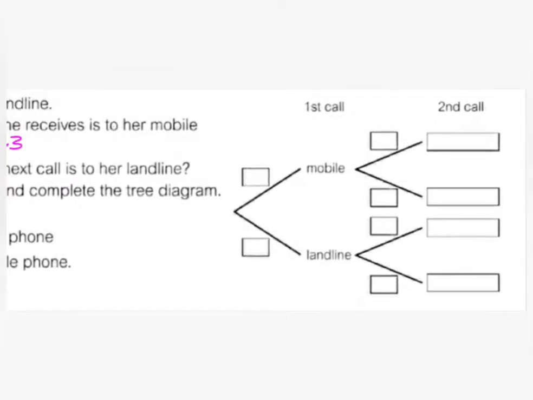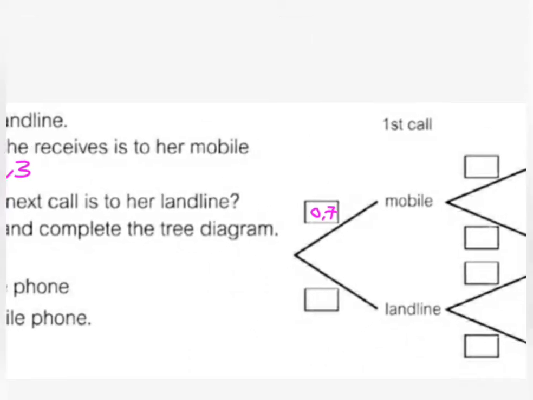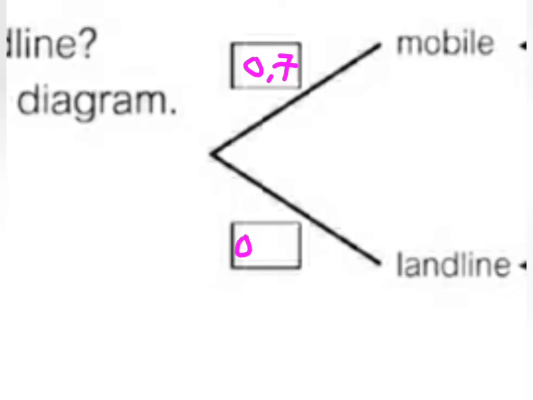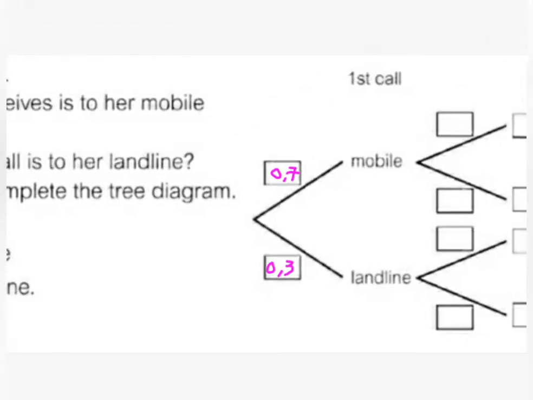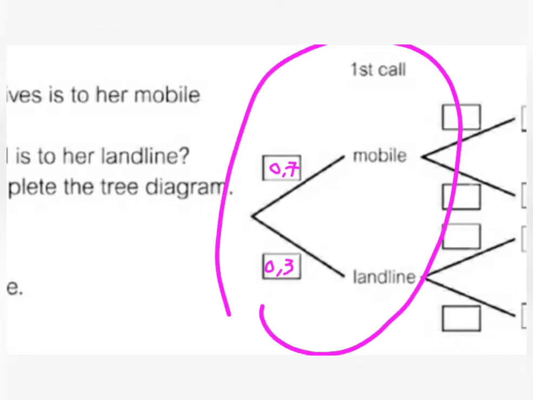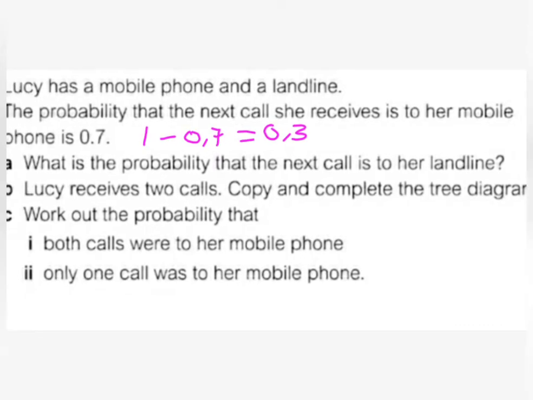Now let's fill the gaps here. So mobile is 0.7, and landline is 0.3. Let's put it here. Okay. Now this is the first question. So the first call is here. Mobile is 0.7 and landline is 0.3. Good. Now let's take a look at question B.